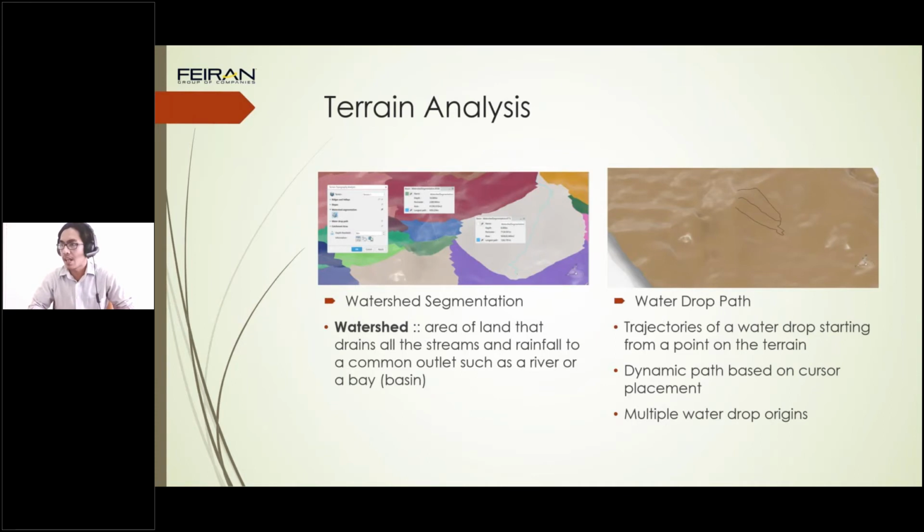Okay, a watershed is actually an area of land that drains all the streams and rainfall to a common outlet. That's why we know it as kawasan tadahan air hujan. So each hillside will actually get differentiated or segmented into different areas. Such as in this diagram, I have highlighted two portions of the watershed. One is this white colored watershed here. If you can see from the slide, there is a curve highlighted here.